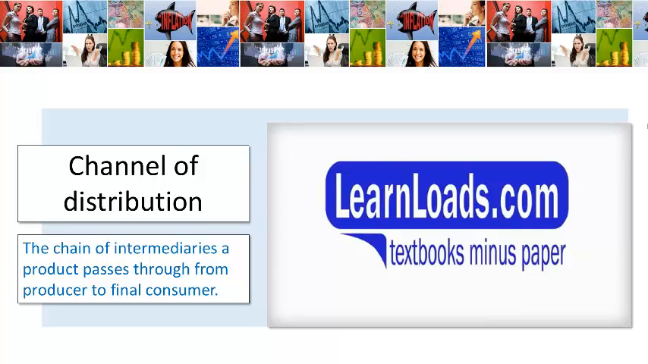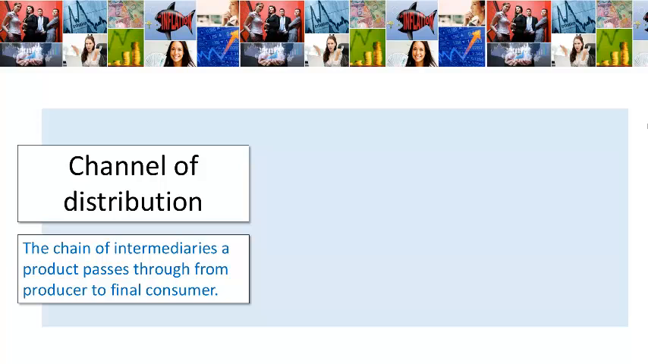Okay, a great little introduction to Place, specifically the channel of distribution, which is really what Place is all about, how the producer gets the product to the customer. So the channel of distribution, the definition is a chain of intermediaries a product passes through from producer to final consumer.